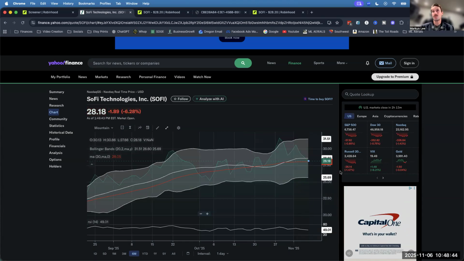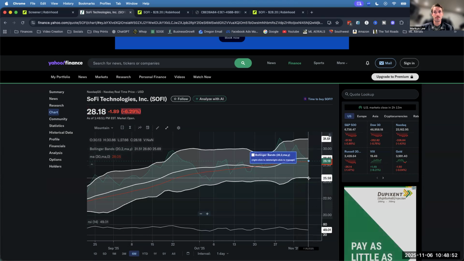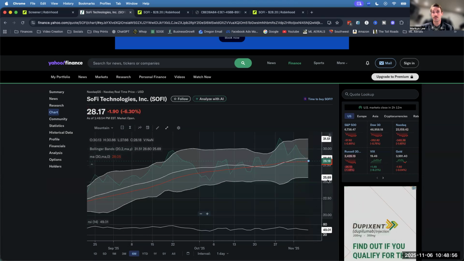So the best thing to do for me is to sell a put option and agree to buy shares at a low cost all the way down here at the bottom of the Bollinger Band. As we can see here, the price is $25.69 all the way at the bottom here.